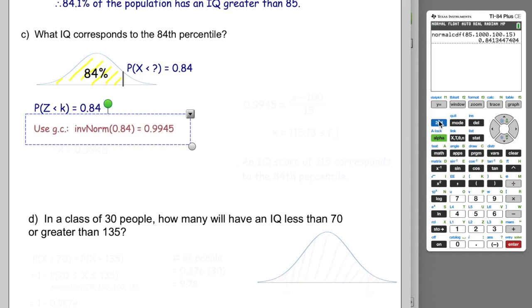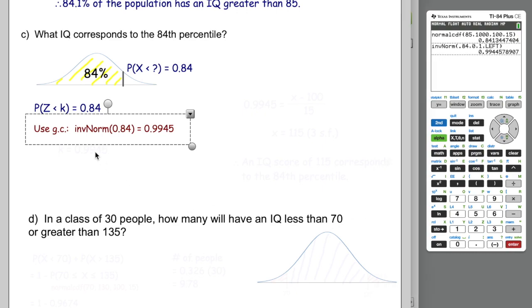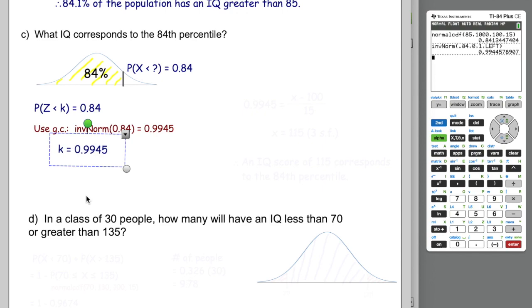So let's go to inverse normal. And then the area that we're talking about is 0.84. And then using a standard Z, I keep 0 and 1 for standard deviation and mean. We're doing the left tail, paste it. You get K equals 0.9945, okay, as a Z-score.